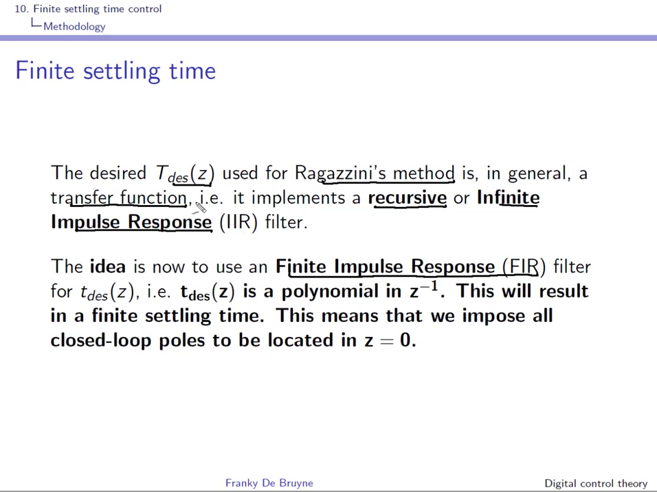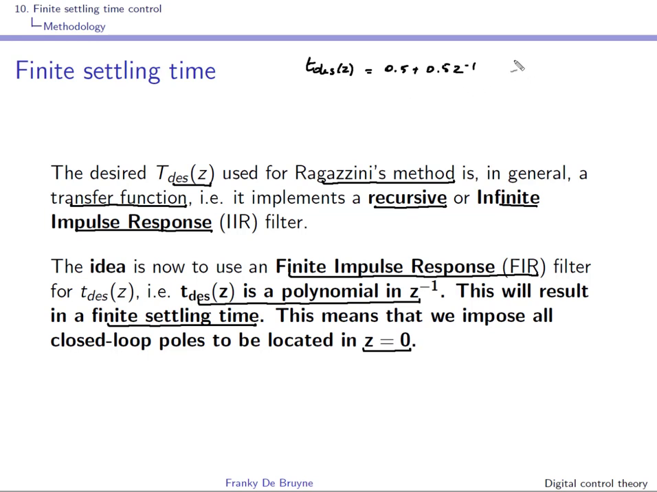So instead of using a transfer function, we'll take a polynomial in z minus 1, right? And this will result in a finite settling time, and you will see here that all the closed loop poles are located in z is equal to 0. So let us take an example of a very simple polynomial in z minus 1. We'll take 0.5 plus 0.5 z minus 1.